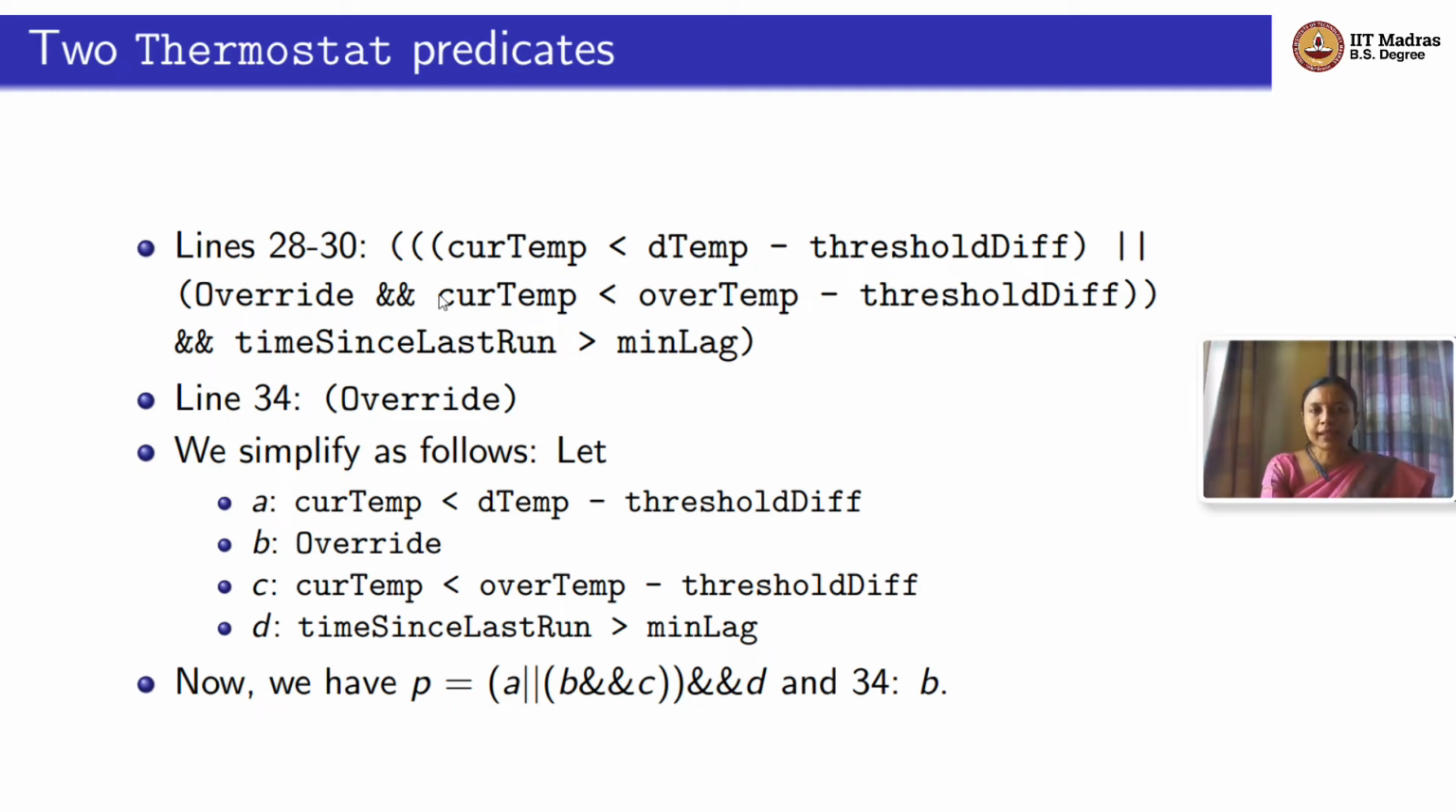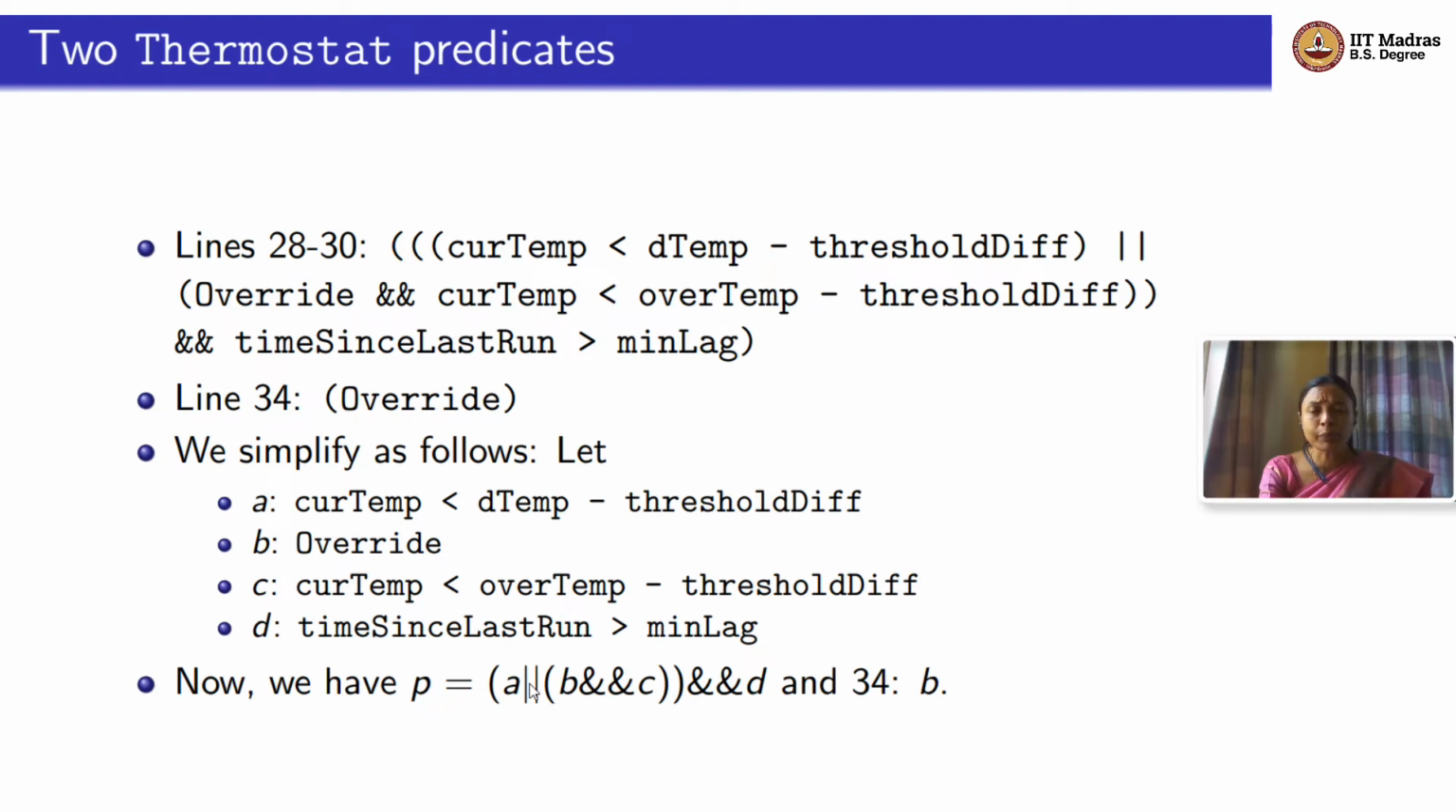Then similarly, there is an and here followed by a third clause. Current temperature is less than overridden temperature minus threshold difference. Let's call that clause C. Clause D is time since last run is greater than minimum lag. So I just do some substitution. Take the four clauses that were there in this long predicate, assign them names A, B, C, and D. Now I can write the predicate in lines 28 to 33 as P, like this: A or B and C and D.